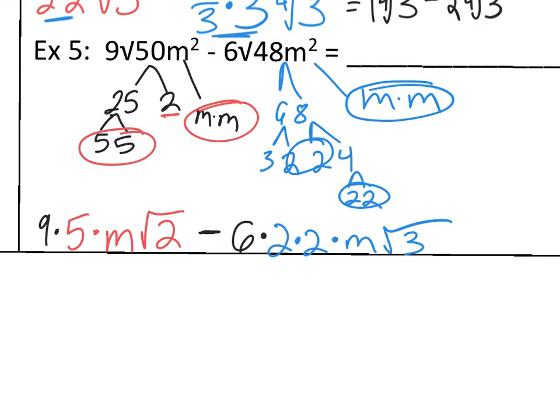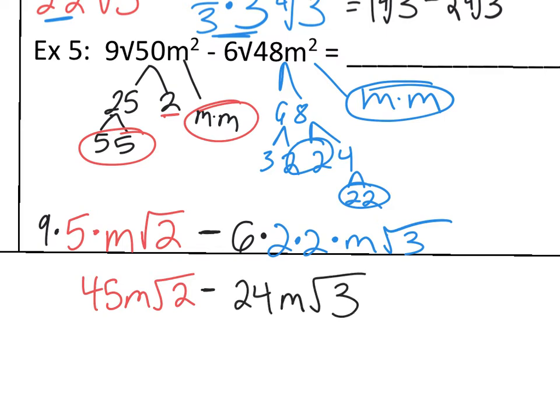Okay, let's go ahead and simplify. 9 times 5 times m. 45m. Square roots of 2. Minus 6 times 2 times 2 times m. 24m. Square root of 3. Can I subtract those two?